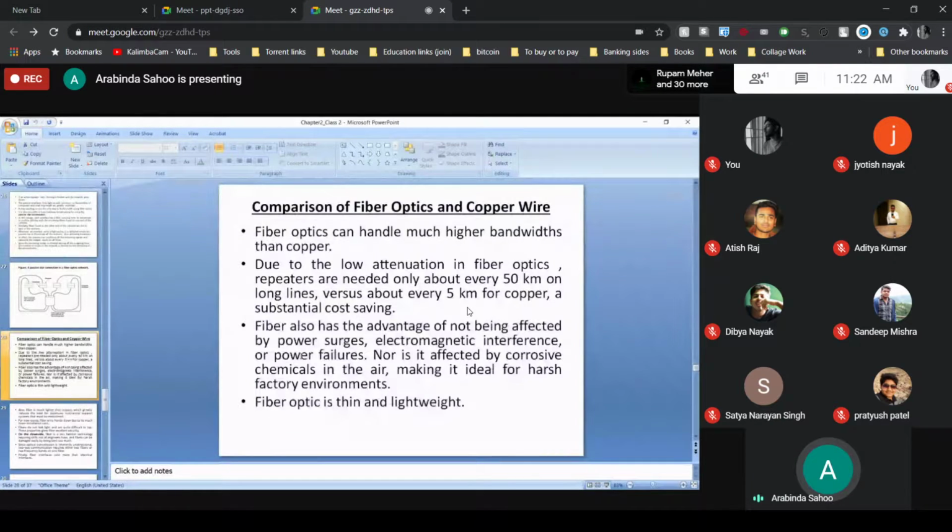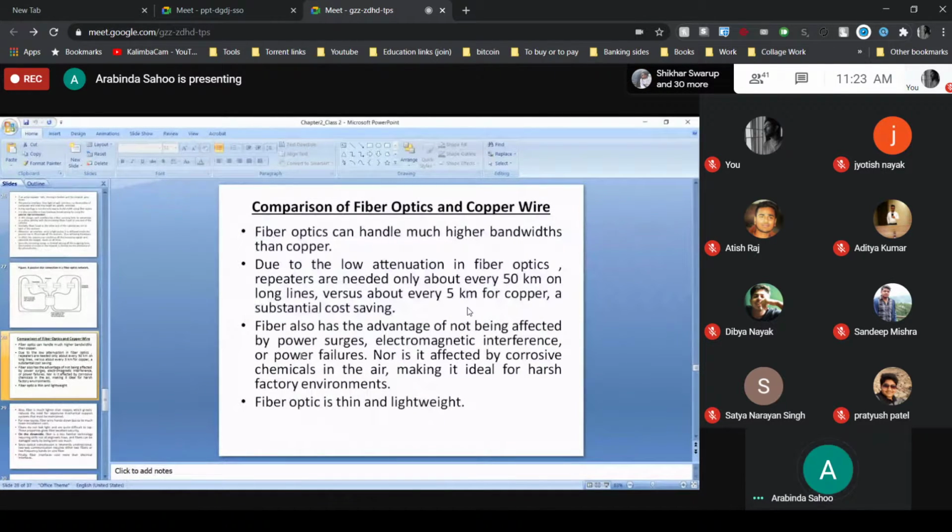Due to environment pollution, or any chemical reaction, it is not affected, making it ideal for harsh factory environments. So this is the third advantage.